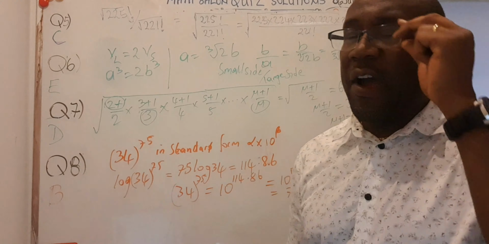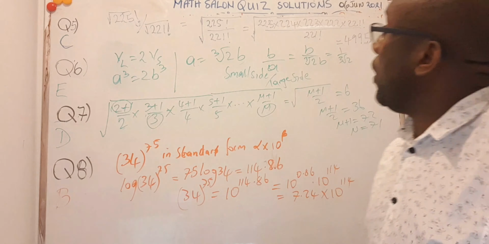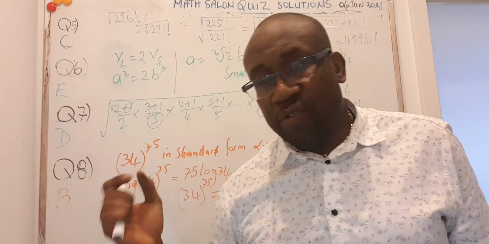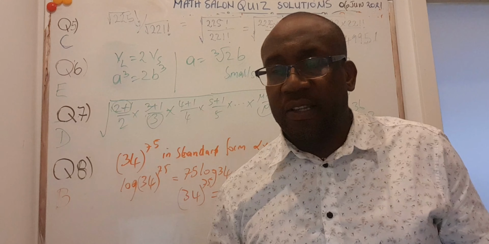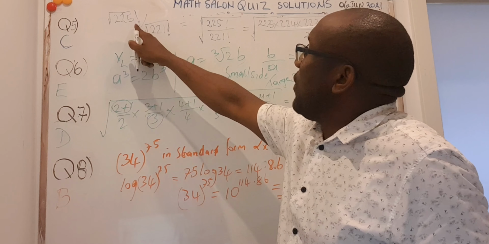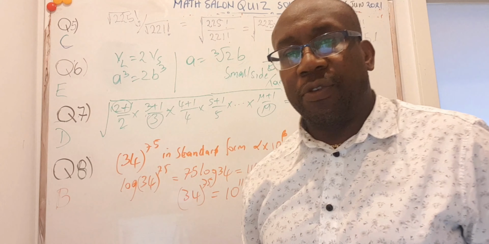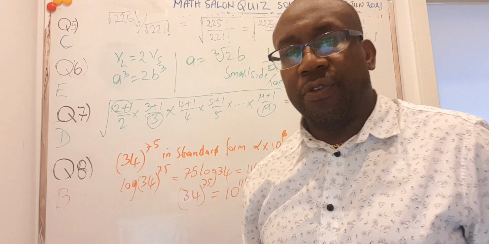Question number 5 was talking about factorial. This question has also come a few times in the past. You are asked to simplify this expression, the square root of 225 factorial divided by the square root of 221 factorial. Of course, if you try to use a calculator, you got an error. That was the intention, that you don't use it, you think.